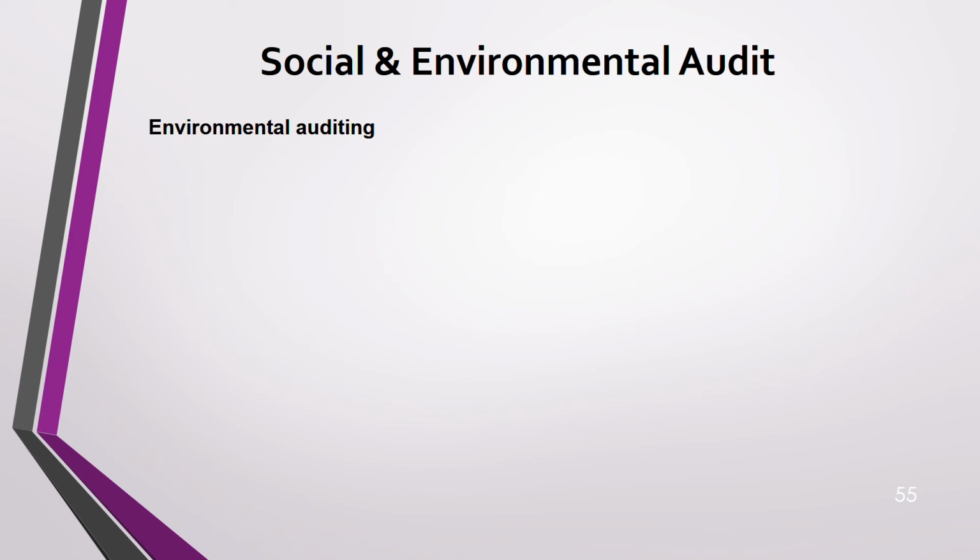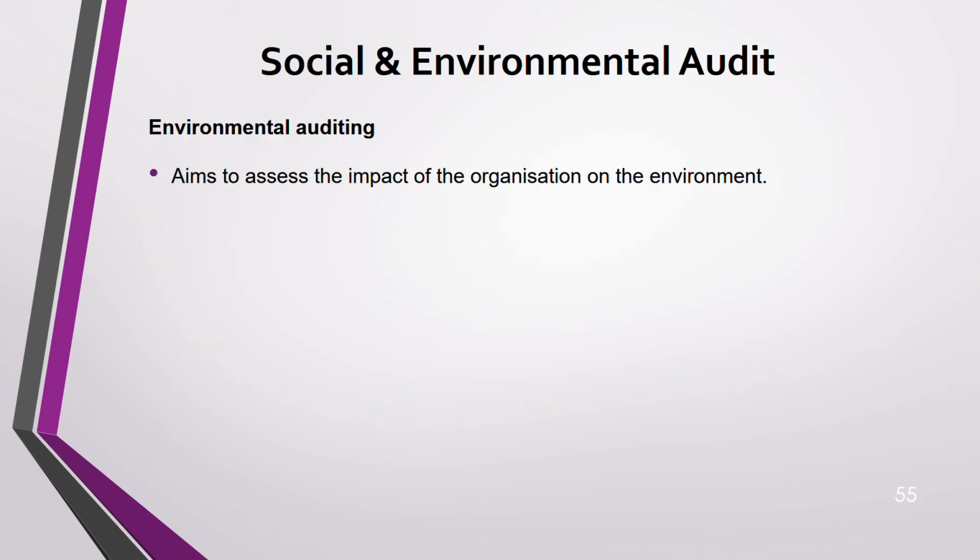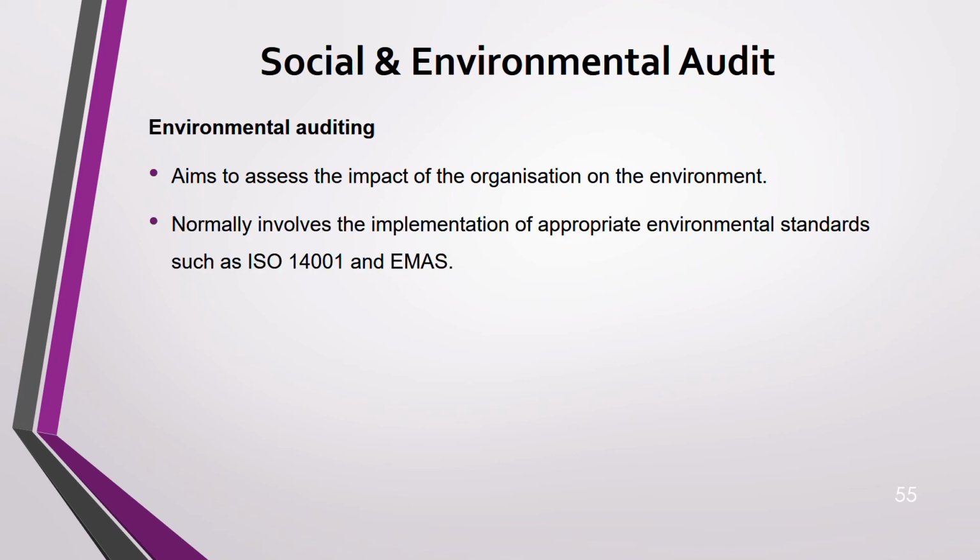Coming to environmental auditing. How many audits have we gone through? Sustainability auditing. Then we went through social audit, now environmental auditing. Three types of audit. What is the aim? The impact of the organization on the environment. So this also normally includes whether you have implemented ISO 14001 and EMAS. Then it provides the raw data for environmental accounting.